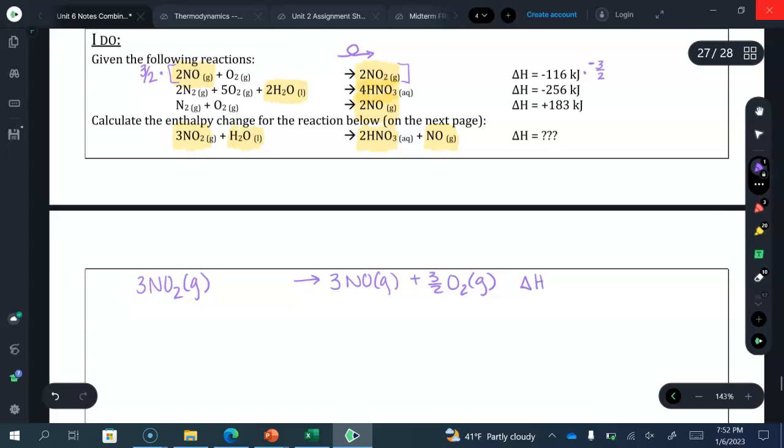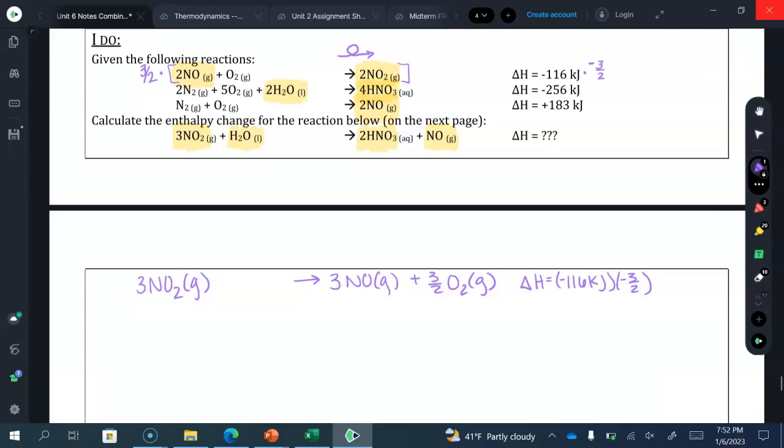And then my delta H then becomes the negative 116 kilojoules times the negative 3/2. And I can solve that at the end. I'm not going to change that right now and try and figure it out. So I move on to the next one, and I look, okay, I see that the water is on the correct side here, and oh, that works out that the nitric acid is also on the correct side, so I'm not going to flip that reaction, but I do notice that the coefficients in the step are too big, so I am going to divide them by 2.